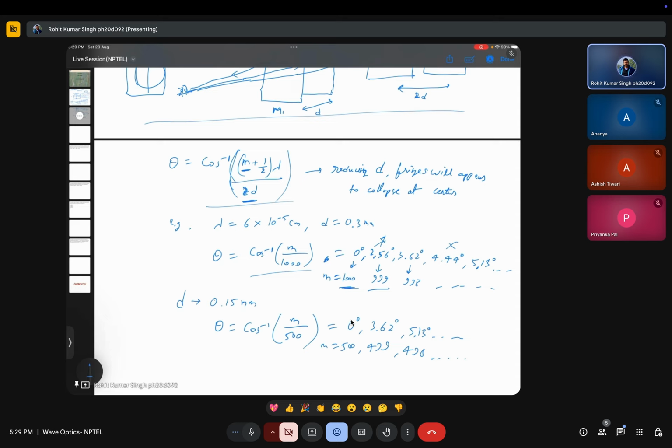So the first thing you notice is that the angular separation between the fringes is increasing. They are becoming less closely spaced, right? And the number of fringes that you were getting earlier is now getting lesser and lesser, so they are collapsing at the center.